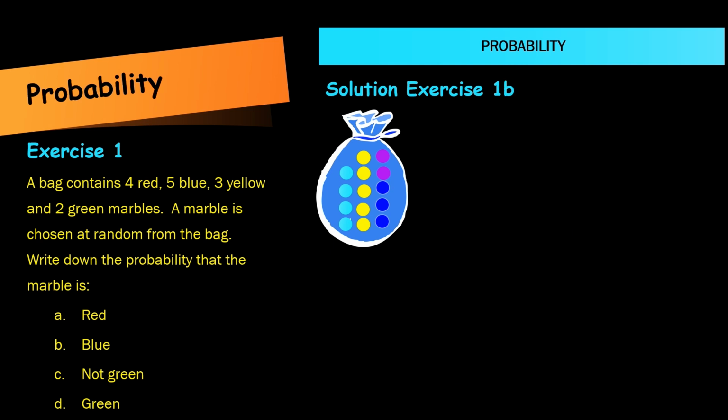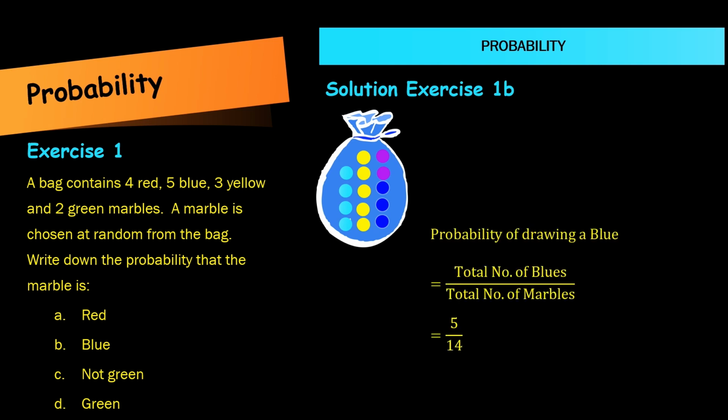And now for exercise 1b. What is the probability that the marble is blue? The probability of drawing a blue is the total number of blues divided by the total number of marbles. So 5 divided by 14.